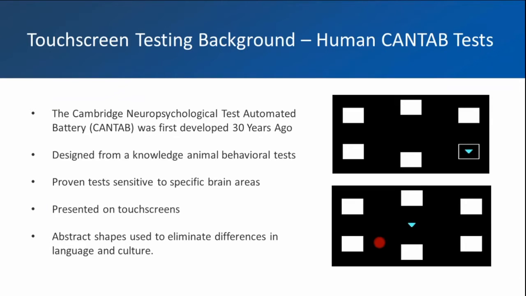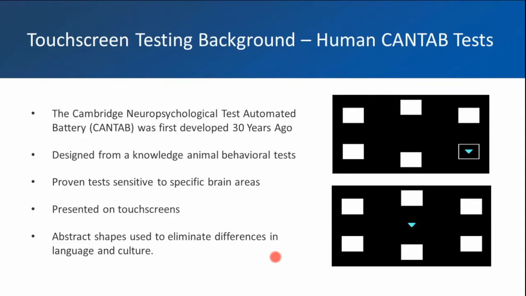Many of the animal touchscreen tests have been developed from human touchscreen tasks. About 13 years ago, Cantab was developed. Cantab stands for the Cambridge Neuropsychological Test Automated Battery, and it was first developed for human testing. It consists of a range of tests which were first designed from a knowledge of animal testing. The idea was to develop a range of tasks that would be sensitive to specific areas of the brain. The Cantab tests are all presented on a touchscreen.